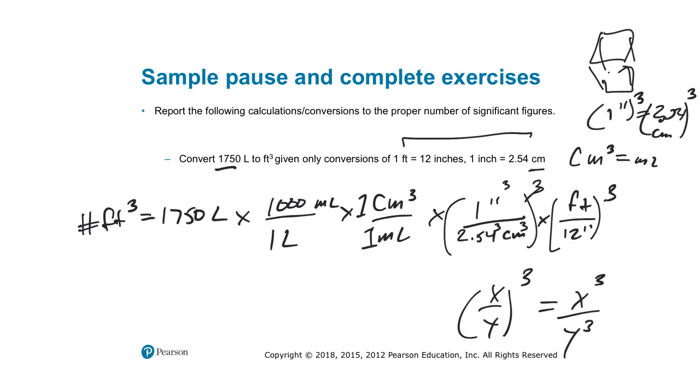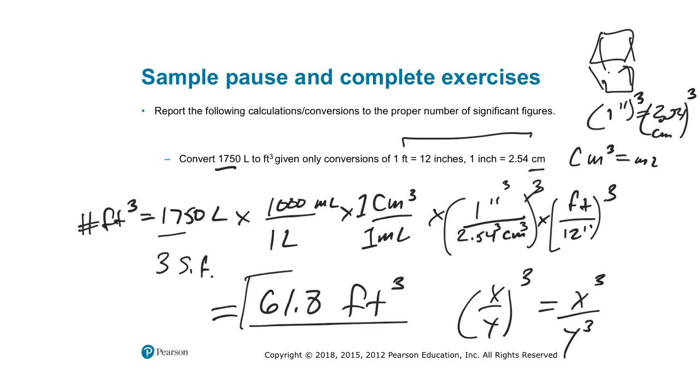Okay, so carrying out our arithmetic here, we do 1750 multiplied by 1,000, and then we're going to divide by 2.54 raised to the 3, and then divide by 12 raised to the 3. That works out to 61.8. We should have 3 sig figs in our result. We have 3 sig figs here. Perfect. On the other conversions, so this ends up working out to 61.8 cubic feet.